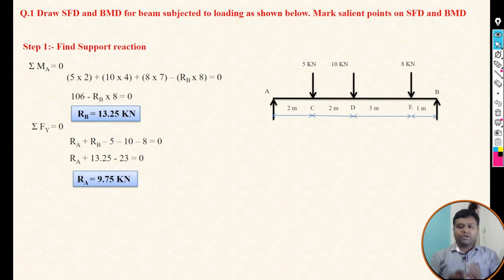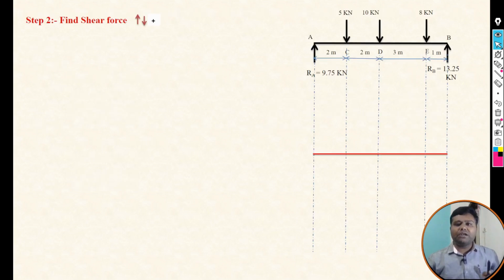Okay, it means we have calculated the support reaction at A point and the support reaction at B point. Here simply we can see at A it is 9.75 and at B it is 13.25 kilonewton. Okay, why kilonewton? Because our total forces are in kilonewton. Now the first step that we have completed is to calculate the support reaction. Now the next step is to calculate the shear forces.